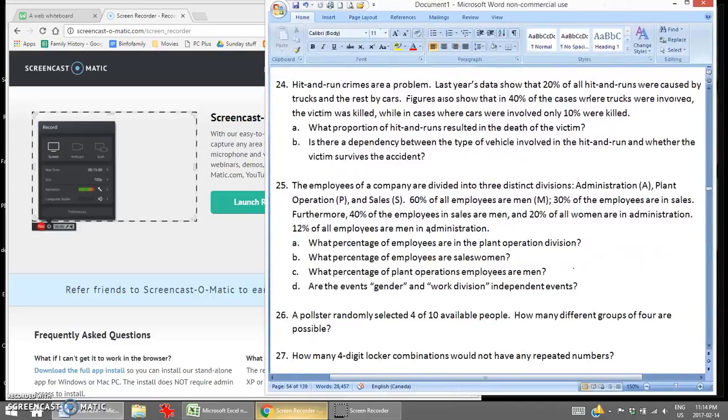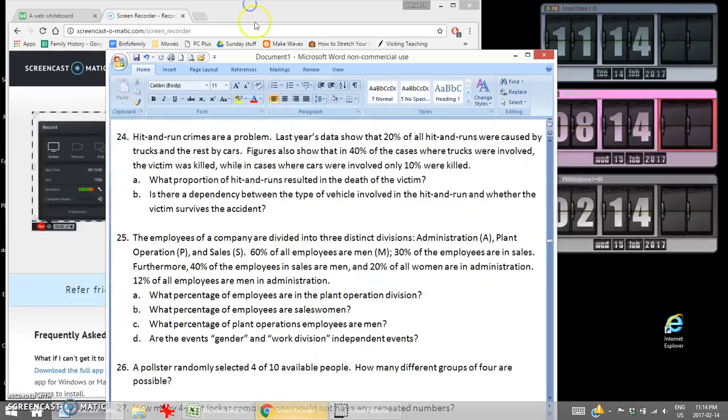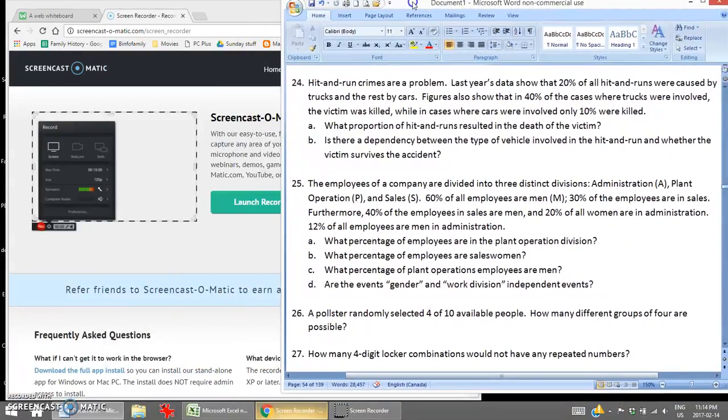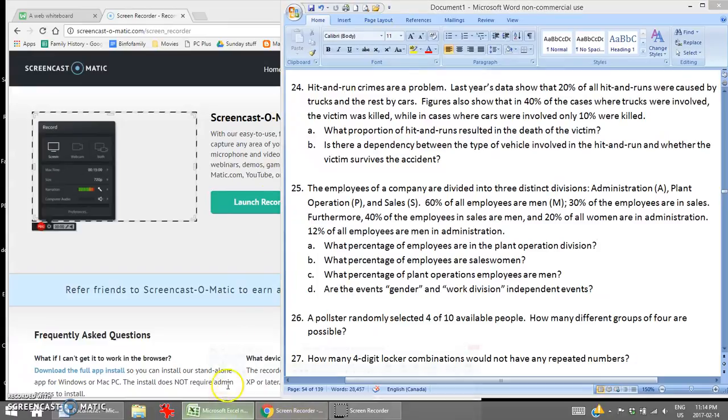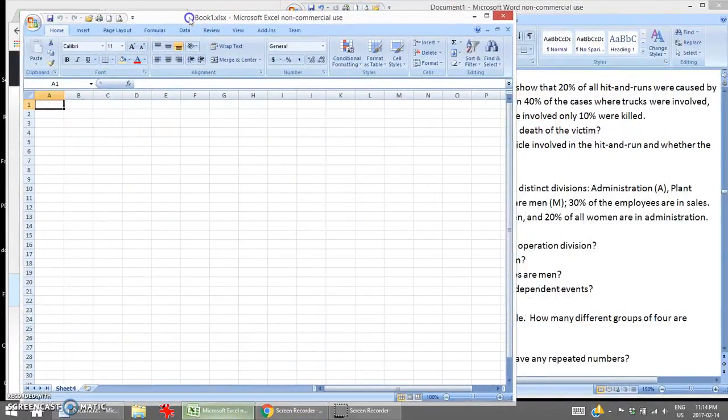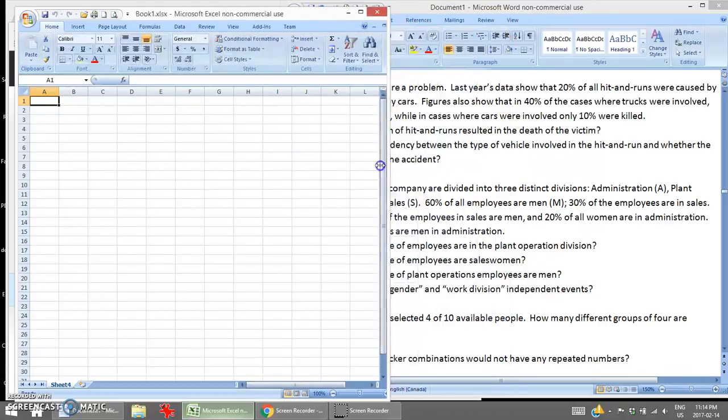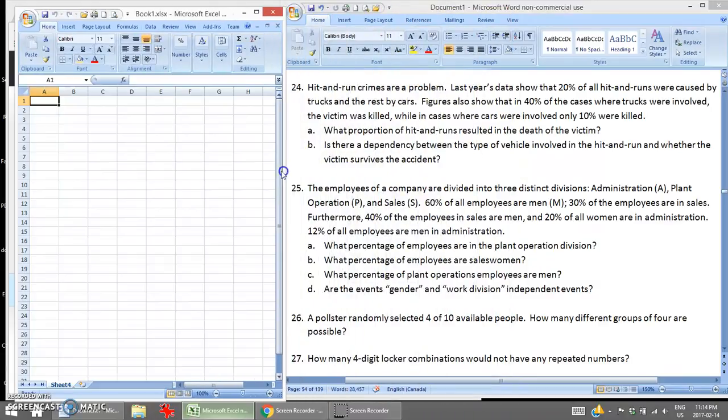Create a data table using Excel, in our Excel file. Let's make that a little smaller so you can read things. These questions are always based on two characteristics of something occurring.